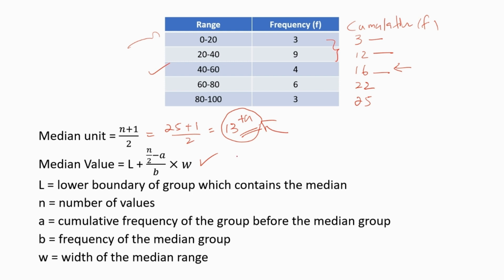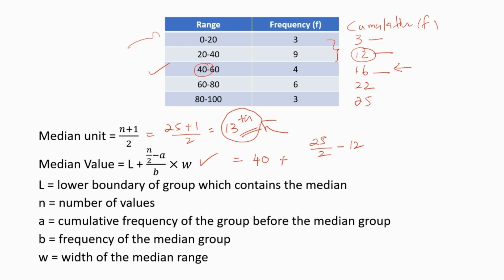Now we can calculate the median value. Median value is equal to the lower boundary of the group which contains the median. So the 40 to 60 group contains the median. So the lower boundary is this, 40. So capital L equals 40 plus n, which is 25, divided by 2, minus A. A is the cumulative frequency of the group before the median group, which means this value 12.